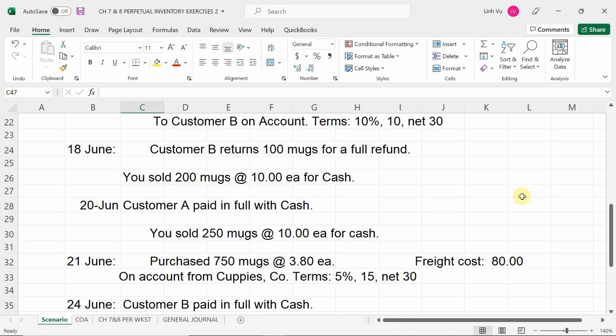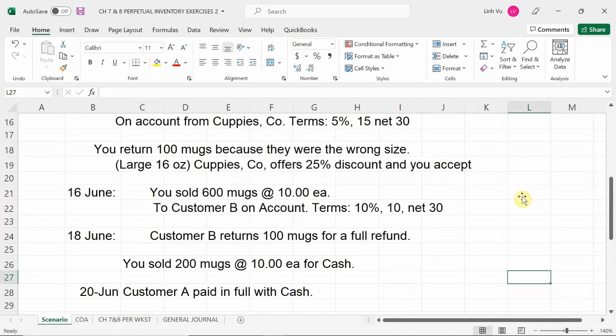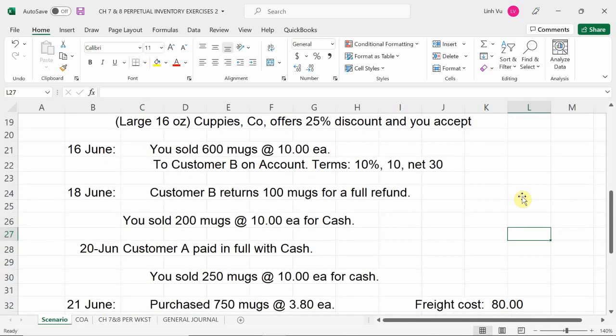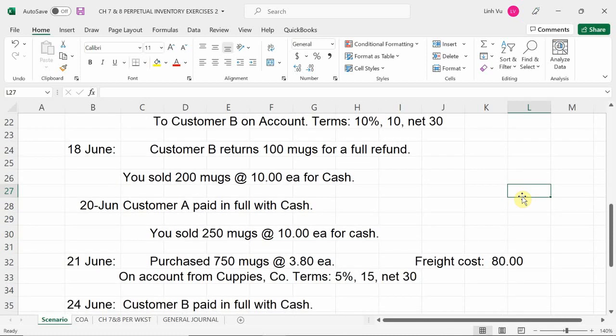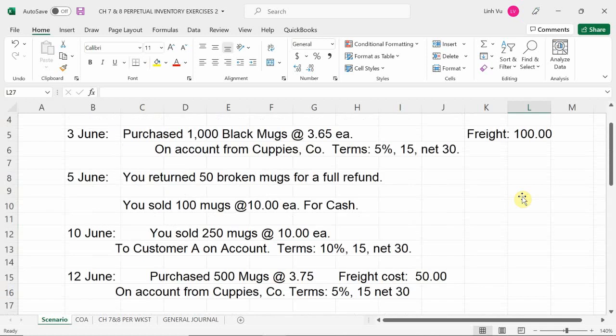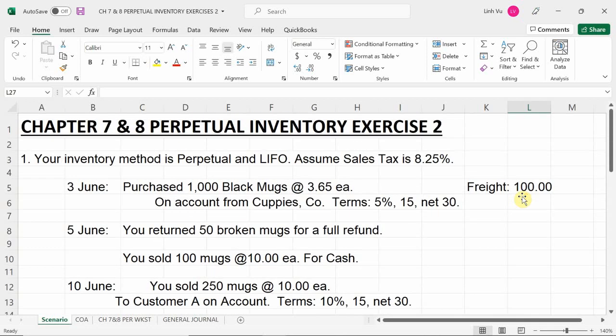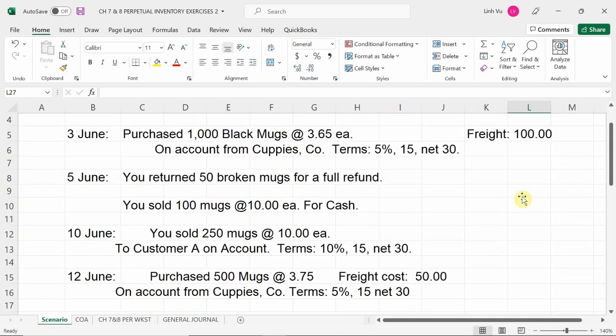Okay, so we last left off selling our inventory on the 18th. So here on the 20th of June, customer A pays in full with cash. So it is June 20th. Let's take a look. When did we sell to customer A? Let's see. We sold to customer A on the 10th of June.